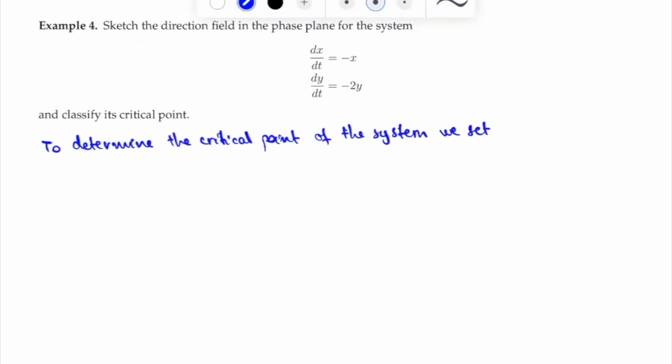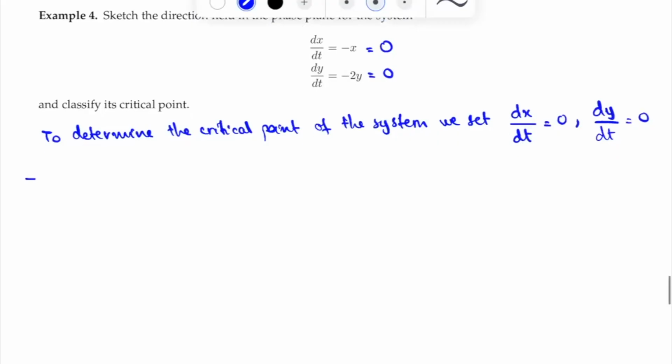Okay, so first, to determine the critical point of the system, we set each equation equal to 0, right? That's what we saw earlier, the theory that to find the critical point, the derivative is equal to 0. So dx/dt equal to 0 and dy/dt equal to 0. In other words, you just set this equal to 0. And you see that x is equal to 0 and y is equal to 0, so therefore that is the critical point on the plane. Then the critical point is (0, 0).